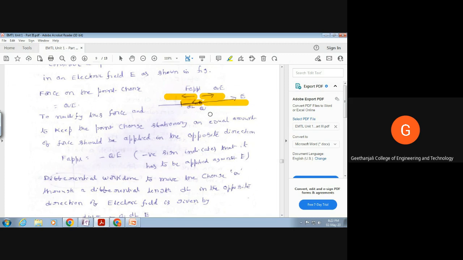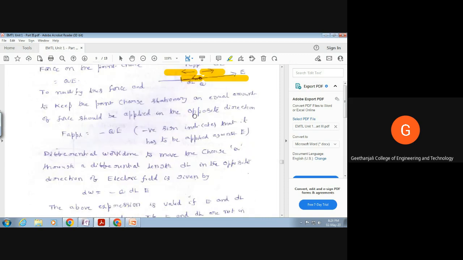So the differential work done to move this point charge of Q coulombs against the direction of electric field through a distance of dl is given by work done or energy expended is equal to F applied multiplied by distance. What is F applied? Minus Q into E. How much distance are we trying to move through? A differential length dl. So differential work done is equal to minus Q into E into dl.